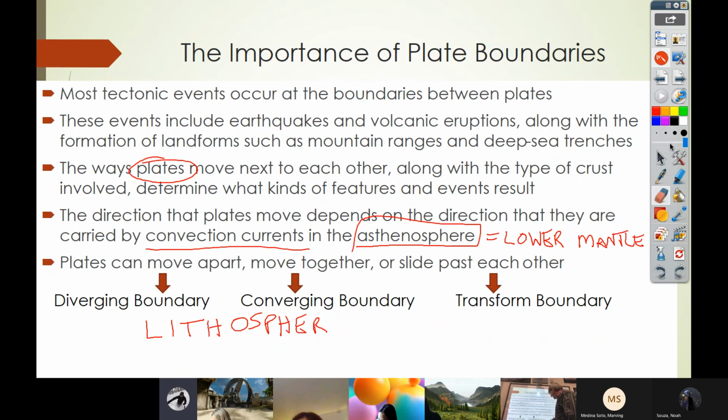Okay, so the last thing on here is the plates move in different ways. And I want you to describe in a real brief phrase each of these different kinds of boundaries. So you need to write down diverging boundary, converging boundary, transform boundary. The diverging boundary is where the magma comes up and the plates get carried apart. It's the rising portion of the convection current, and then the plates get dragged off to the sides. They're moving away from each other. They diverge. They go in opposite directions.